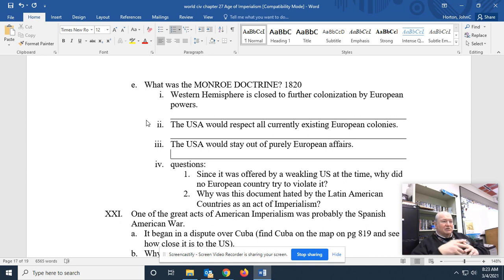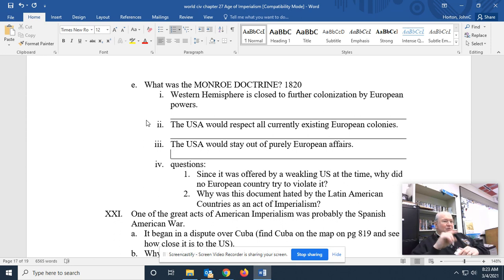Now, here's the question. Since it was offered by the United States in 1820, which was a weakling, why did no European country try to violate it? Well, to be real honest, they weren't afraid of the United States. What they were afraid of was Great Britain, the British Navy. Yeah, the British Navy backed the Monroe Doctrine.